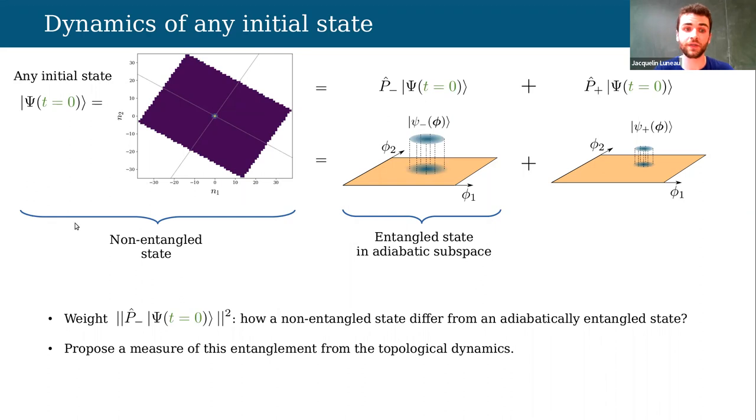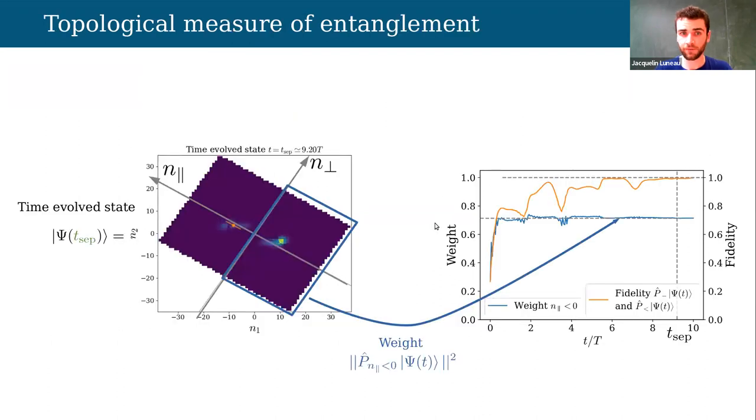This part of the state is obtained from a non-entangled initial state, and so this weight in this adiabatic subspace will characterize how this non-entangled initial state differs from this adiabatically entangled state. We can measure directly this weight, p minus, using the topological dynamics, because, as we said, we identify two directions in the N1, N2 plane: parallel to the pumping and orthogonal to the pumping.